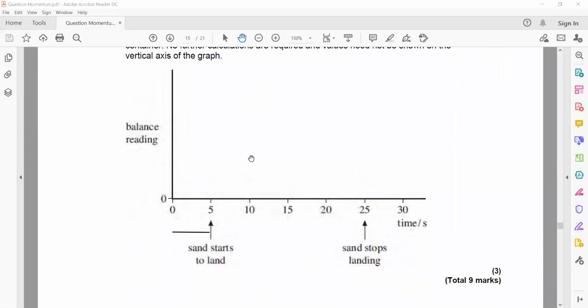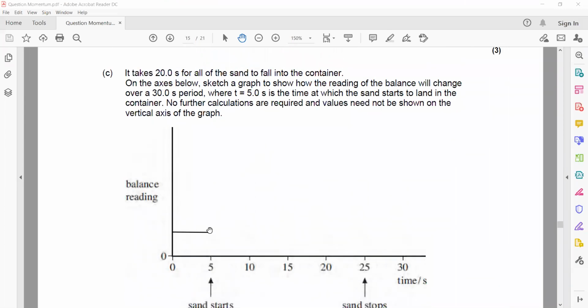So at 25, the sand stopped landing. This is the point where the sand stopped landing. If there is no more sand landing now, there is no change in momentum, so that force will no longer be there. So the downward force on the balance will be smaller. That is why you will have a smaller reading from 25 to 30, because there is no change in the momentum, so that force is not contributing. Is it clear why this downward step is there?